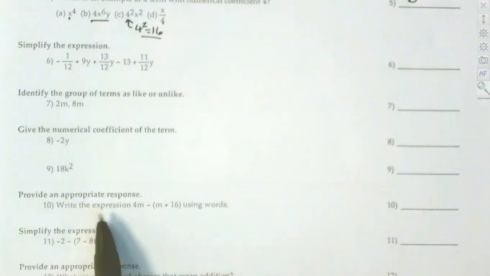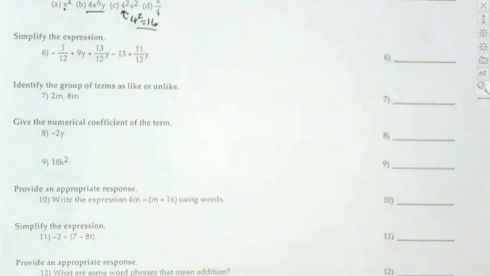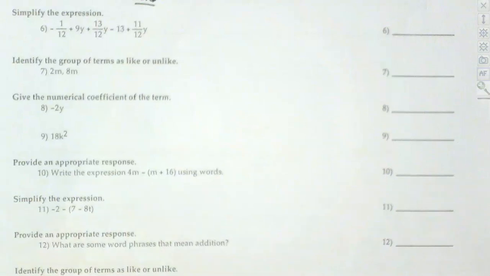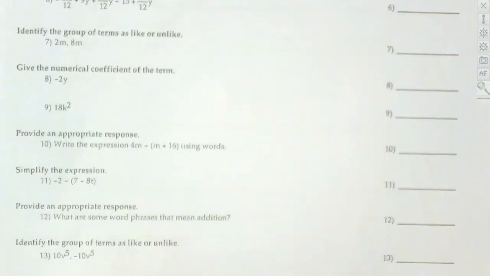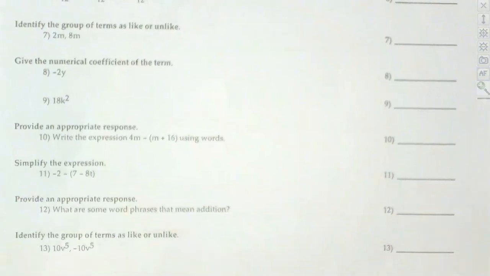Question 10, you can work on that one. How would you write that with words? Normally, we take the words and we turn them into mathematical expressions. But in this case, try to figure out how to write this in your own words instead of as an expression. 11, that's just distributing that negative through and then combining like terms.